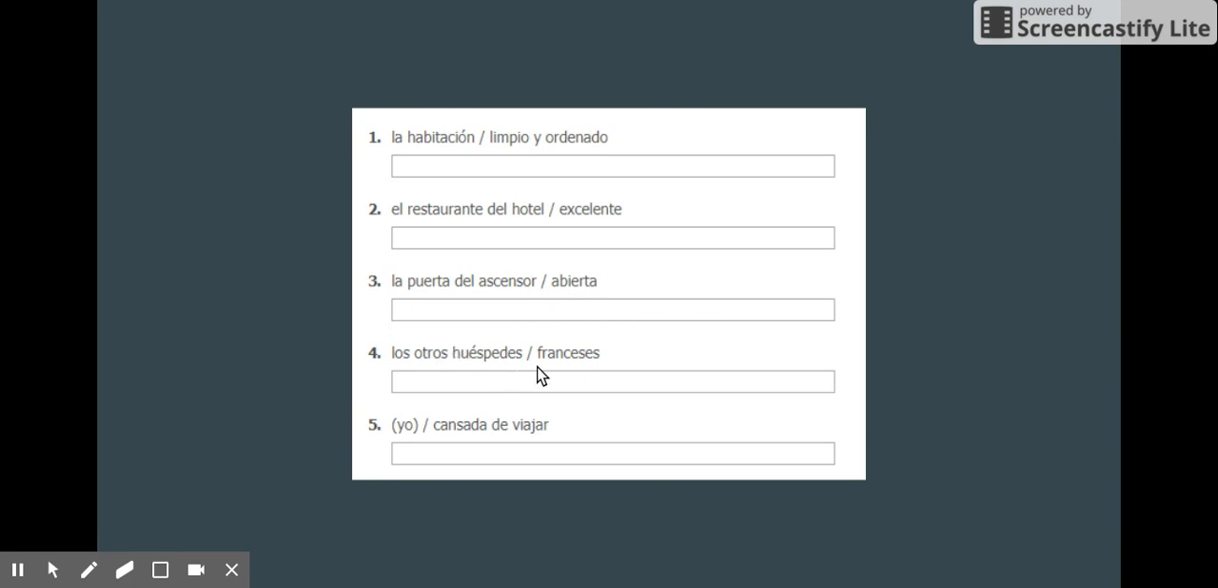Los otros huéspedes blank franceses. The other guests blank French. We know that's origin or a characteristic or description, so it would be the verb ser. Los otros huéspedes son franceses. And then finally, yo blank cansada de viajar. That would indicate an emotion or condition. So yo estoy cansada de viajar.